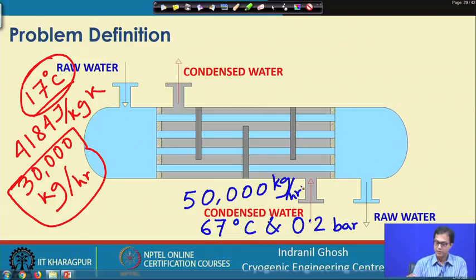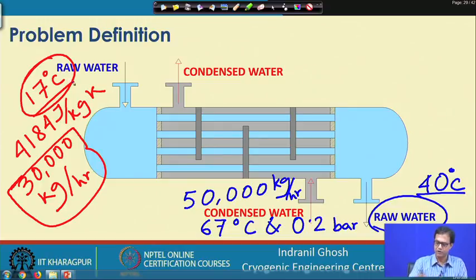Now, we know the inlet temperature of the raw water, we know the inlet temperature of the condensed water. What is expected is that we have to design a shell and tube heat exchanger where the exit temperature would be 40 degree. So, this raw water is supposed to come out at 40 degree centigrade. It should not be less than 40 degree.